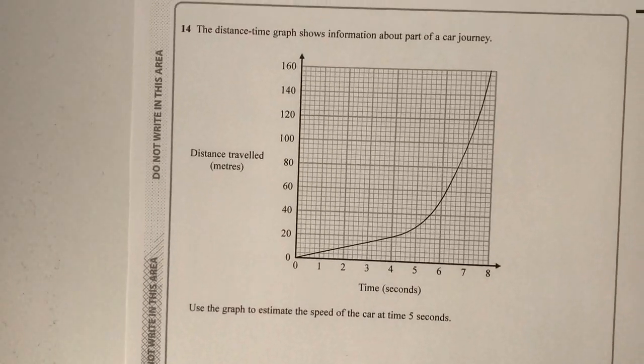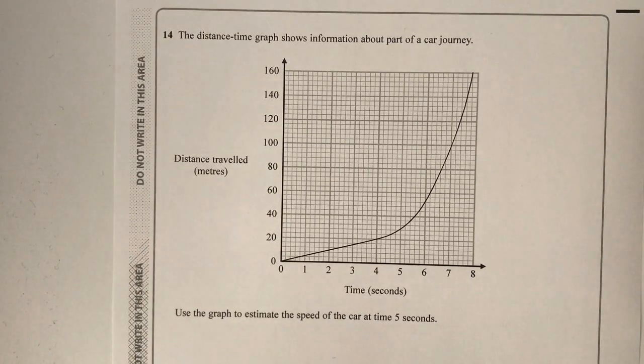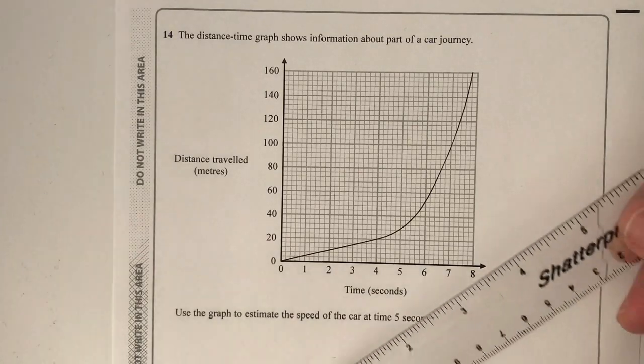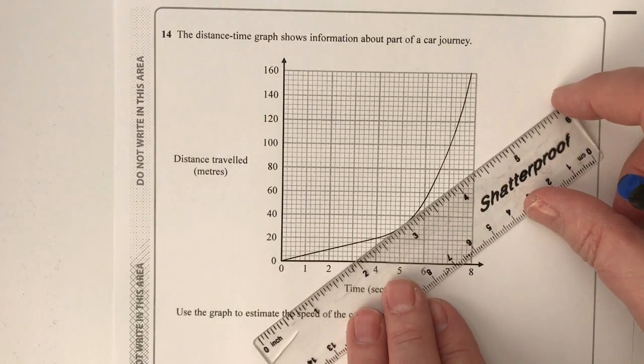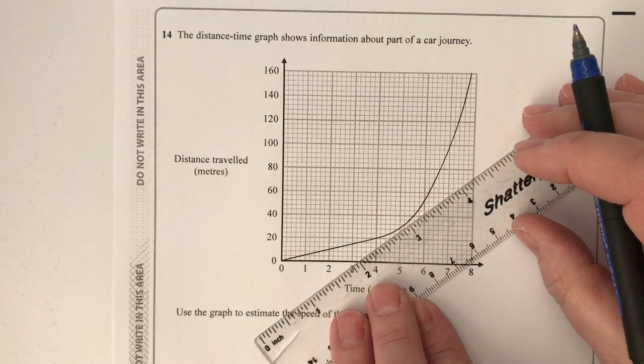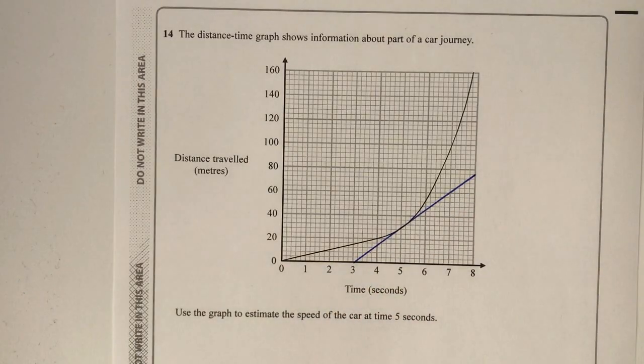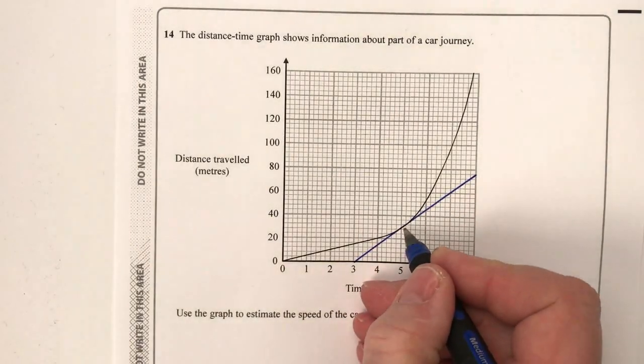Question number 14, we've got a distance time graph, and it shows the information of a car journey. Use the graph to estimate the speed of the car at a time of 5 seconds. Well, speed is distance over time, or change in distance divided by change in time. So really, the only way of doing that is by drawing a tangent. It's not going to be particularly accurate, but hopefully it'll give you some idea of what we need to do here. So we can draw a tangent like that to this point of 5.